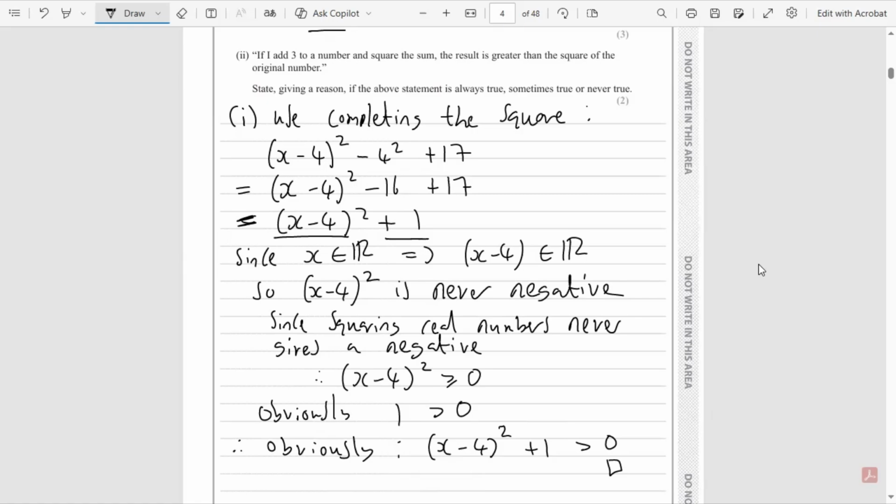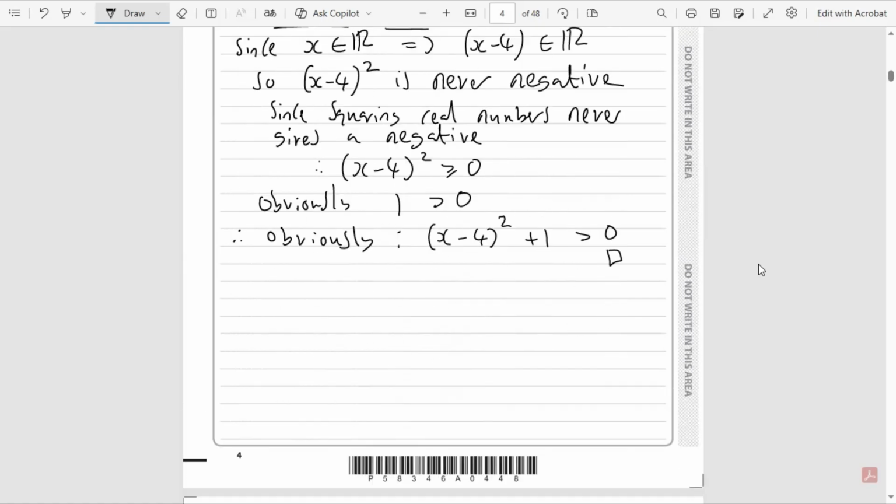Now, there is, as I said, an alternative method. So I'll just explain this down here. So let's just say here, alternative explanation.